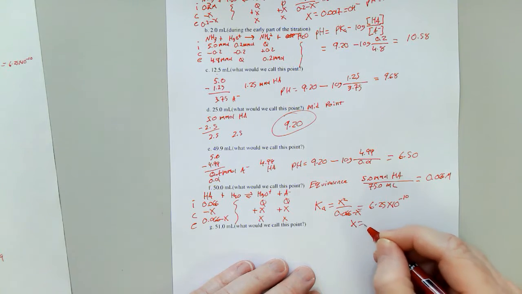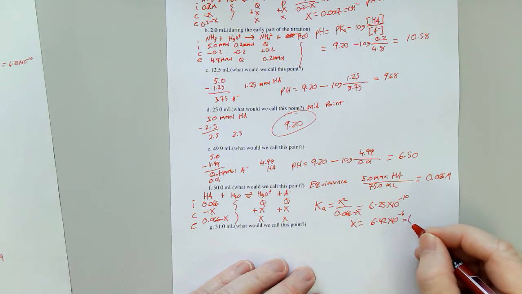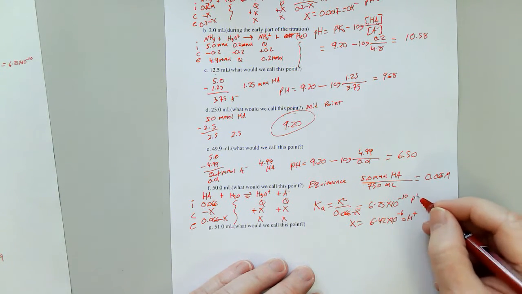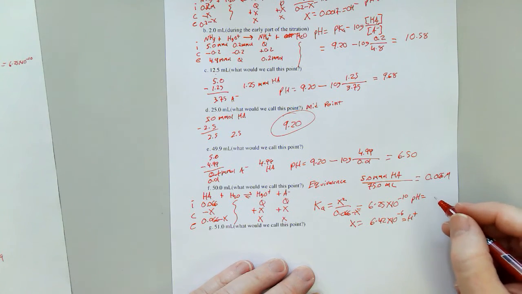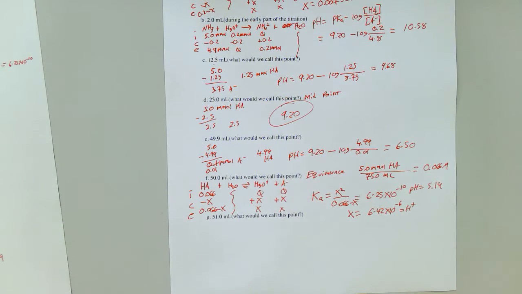I solved that. X equals 6.42 times 10 to the negative 6th, and that is equal to the H plus. Took the negative log of that, and the pH is 5.19, which makes sense because the pH at equivalence should be acidic. All right.